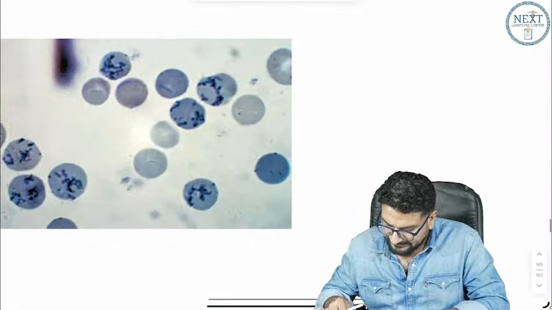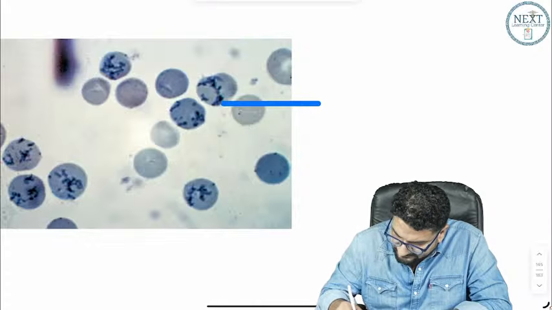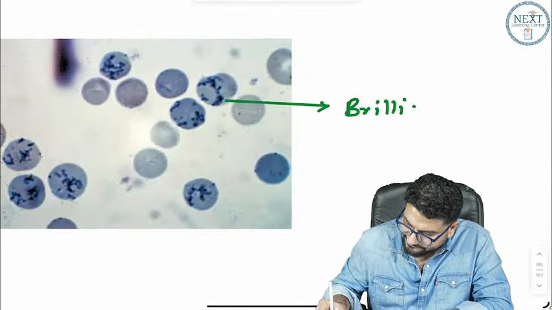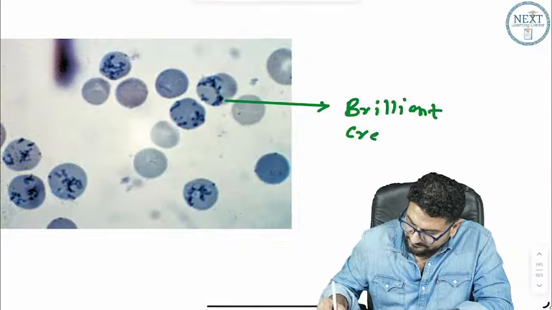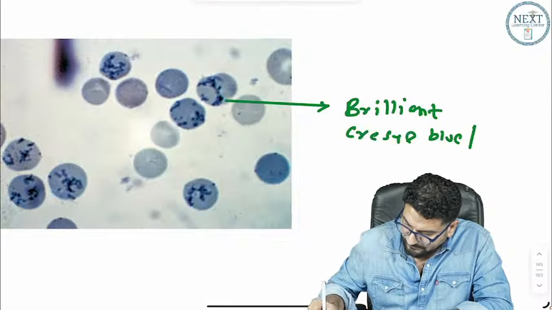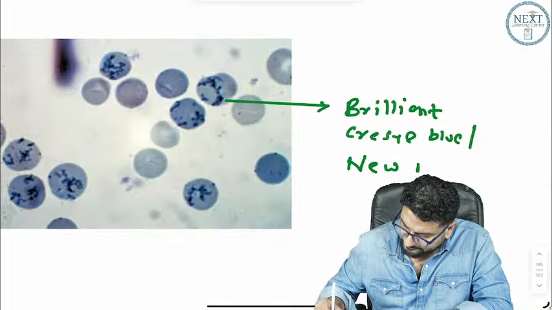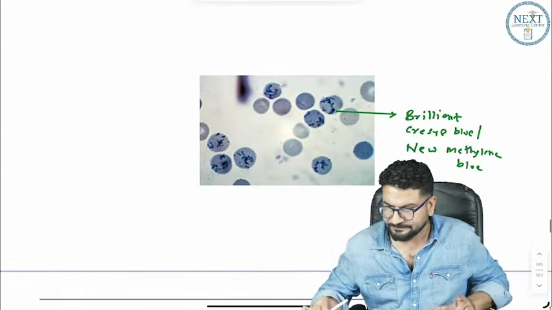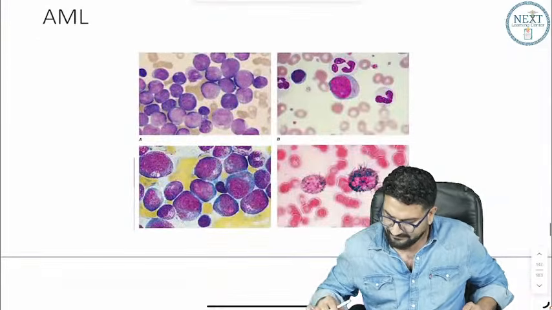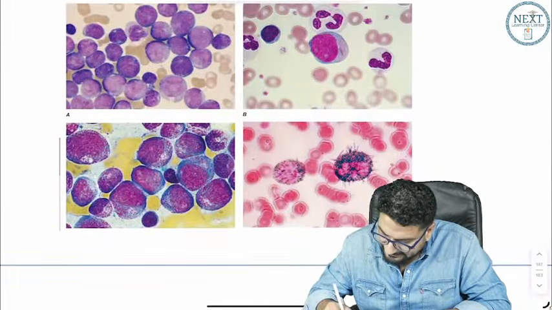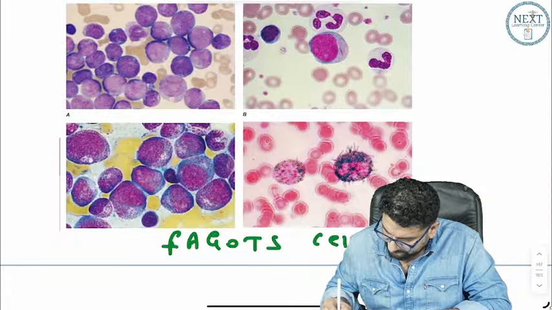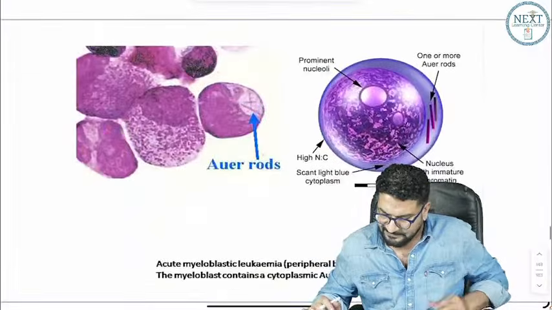This is reticulocyte, you can see this is the blue color stain. This blue color stain for reticulocyte, what do we call this? Brilliant cresyl blue, also called new methylene blue. Done. Okay, then we have AML. So in AML, you can see these different types of cells. What do we call them? We call them faggot cells. This is Auer rods.